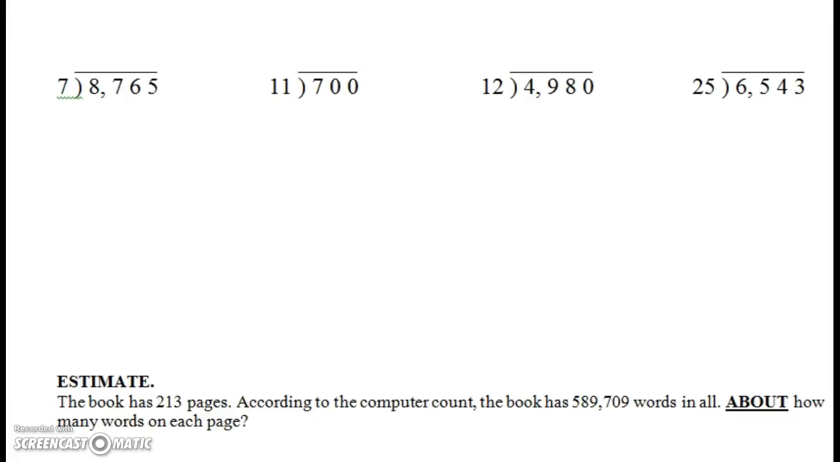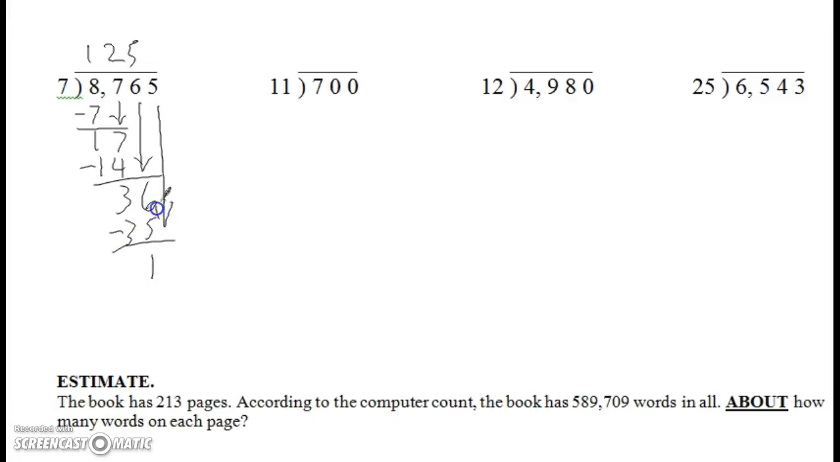Sevens in 8,765. It goes 1 time. Bring down my 7. 7 into 17 goes 2 times. That's 14. Now I have a 3. Bring down my 6. 7's in 36 is 5. 7 times 5 is 35. I have a 1. Bring down my 5. 7's in 15 is 2. That would be 14. And I have a remainder of 1.